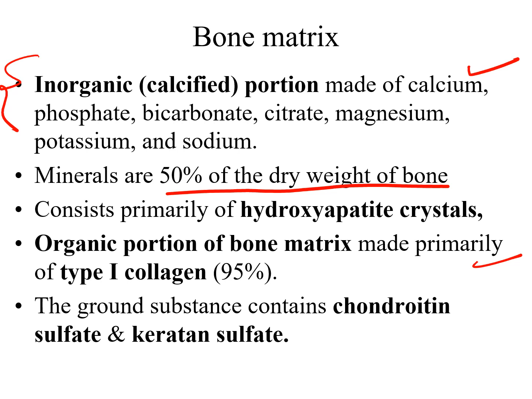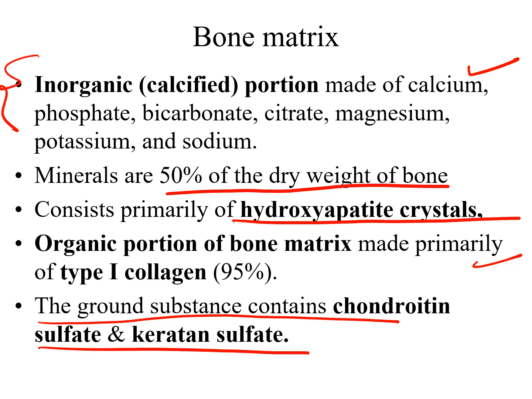Usually we call the minerals hydroxyapatite crystals. So when I say hydroxyapatite crystals, mainly I'm referring to the minerals found in the bone matrix. Also, we have the ground substance material, which is the glycosaminoglycans and proteoglycans. We have chondroitin sulfate, and we have keratan sulfate. For the fiber type, we have type 1 collagen.